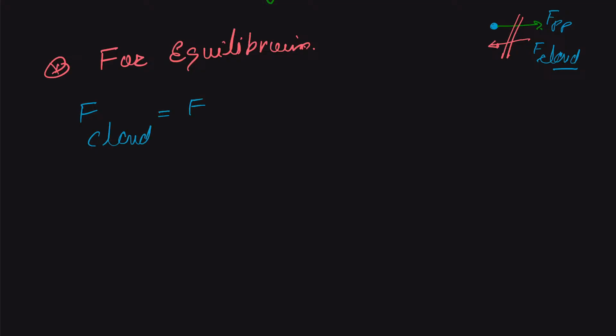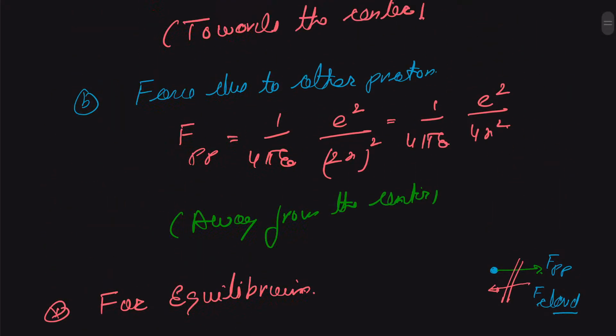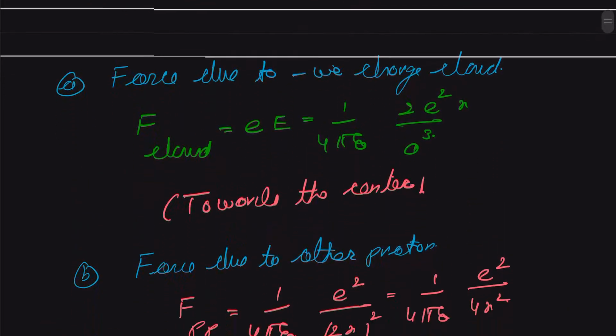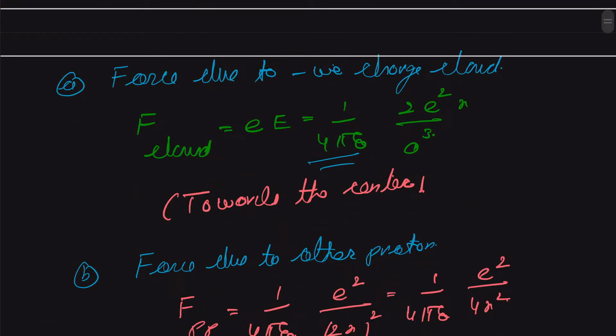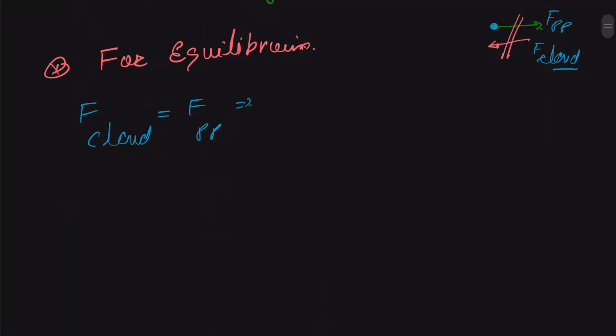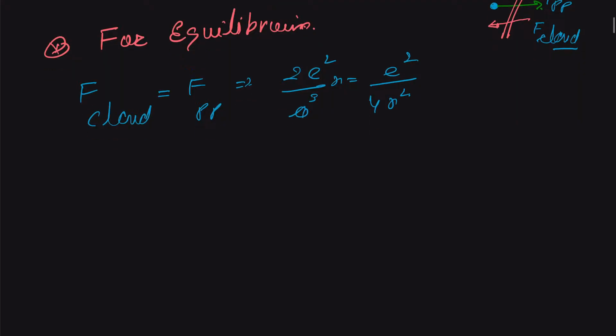will be equal to the force between the protons, and we know we have a common factor, that is 1 upon 4 pi epsilon naught, and 1 upon 4 pi epsilon naught common, so straightforward we can just ignore it, and we can write this as our 2e square a cube x will be equal to a square upon 4x square, and our e square cancels out.